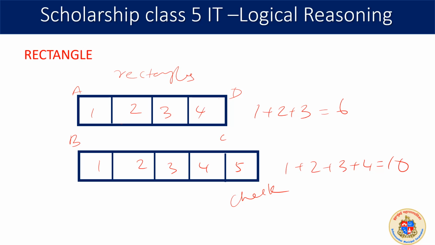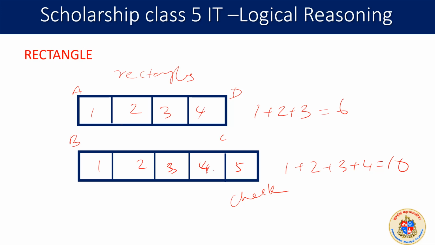Squares are not counted otherwise. 1 plus 2 will make a rectangle. 2 plus 3 will make a rectangle. 3 plus 4 will make a rectangle. Here I am saying this square 3 and 4 together will make a rectangle. 4 plus 5 will make a rectangle.